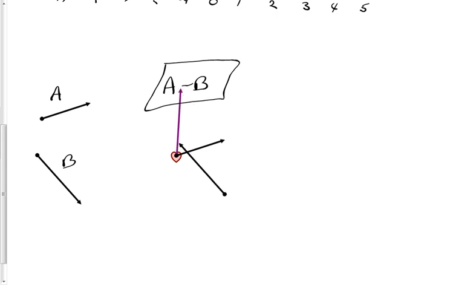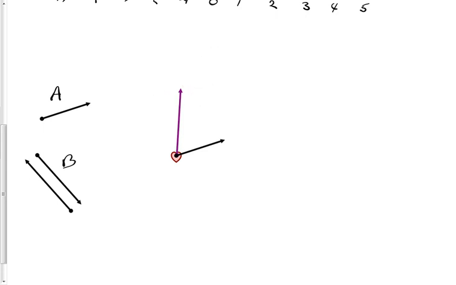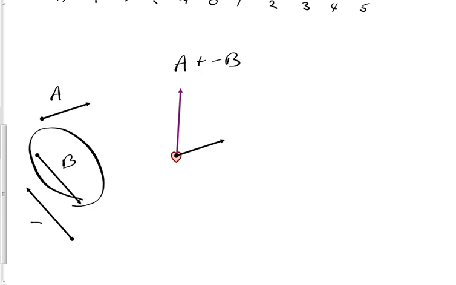We simply have to take this vector, and you should recognize that this is essentially the same thing as saying A plus a negative B. So this here, if this one here is B, then this here will be negative B. All right, hopefully that's sufficiently clear, and we'll move on.